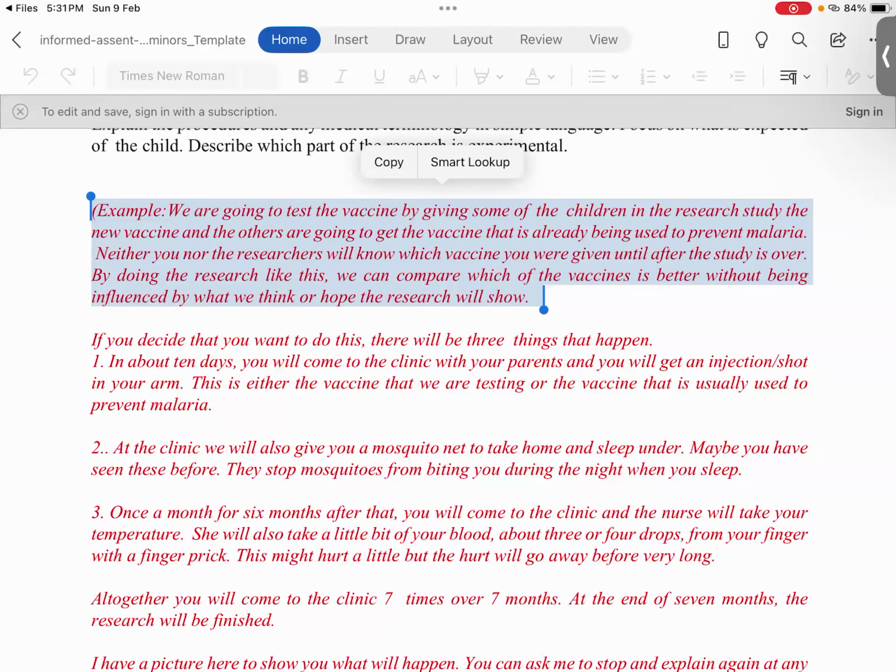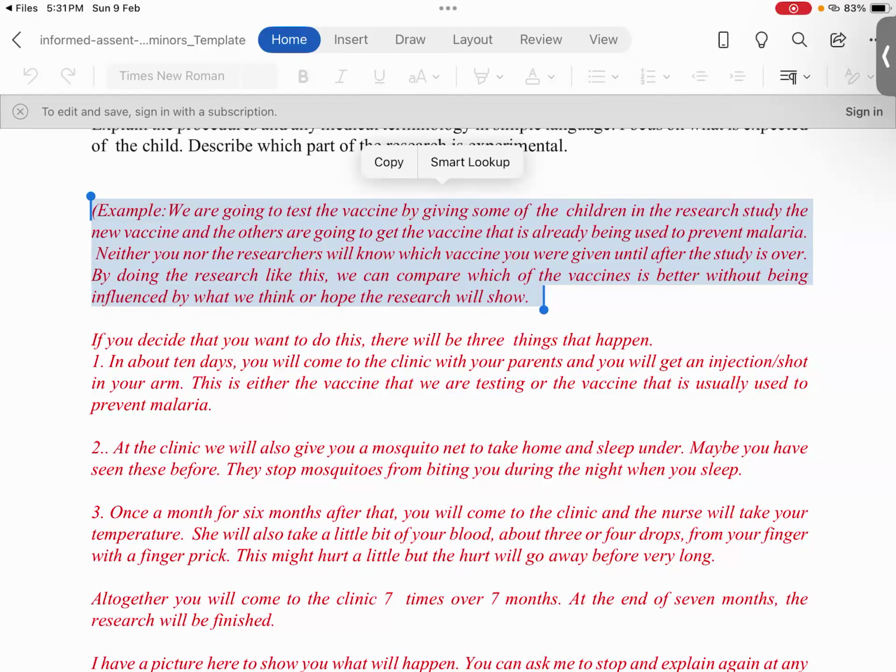Neither you nor the researchers will know who got which vaccine. What are we explaining here? We are explaining randomization and blinding in an easy language, that neither the researcher nor you will know it. And by doing so, we can compare which vaccine is better without influence, right?